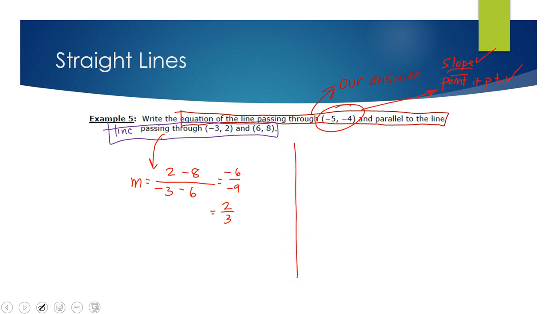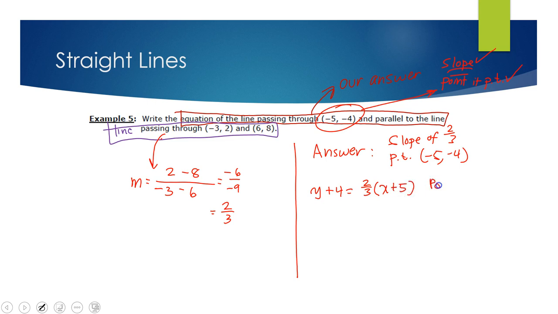So our answer is going to have a slope of 2/3 and pass through negative 5, negative 4. Now, it doesn't say what format to put it in, so if I just want to say, okay, well, y plus 4, it's actually y minus negative 4, equals 2/3 times x minus negative 5, which would be a plus 5, that would be fine. I'd be done.